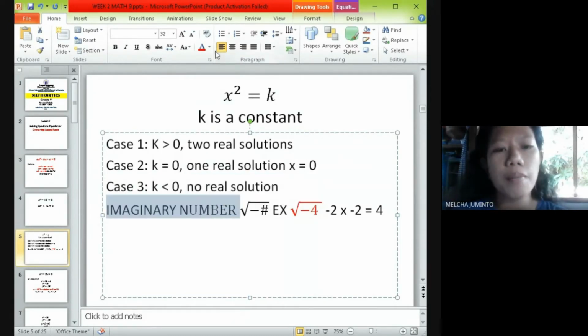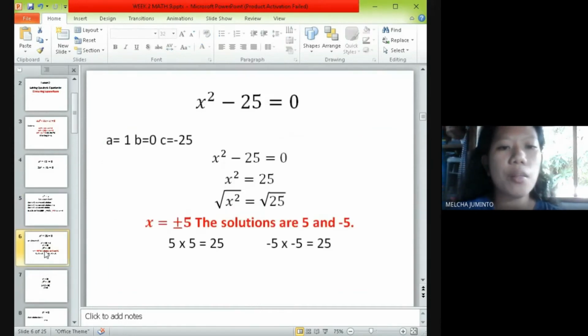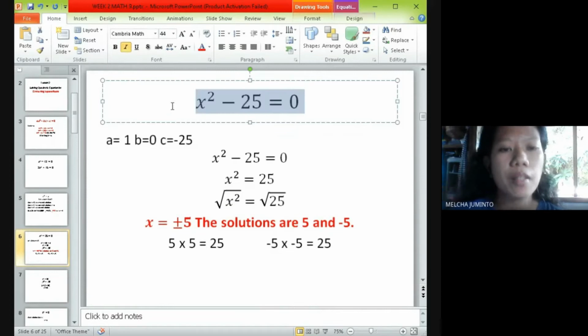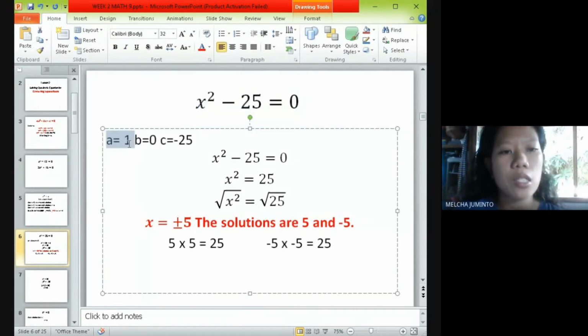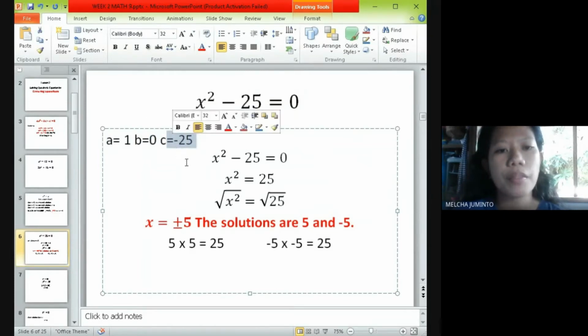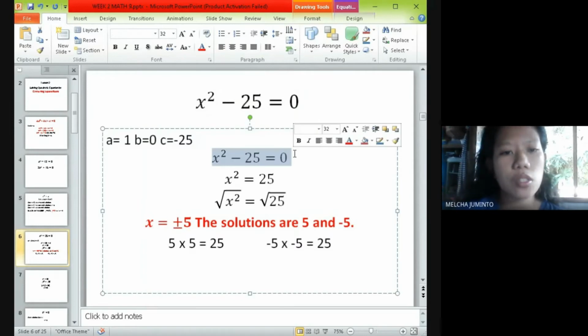Let me show you some examples for you to understand what we mean by these three cases. Okay, let us begin with this example. The given equation is x squared minus 25 is equal to 0. So this is the given example. This is the value of ax squared. This is the value of c. Therefore, this can be solved using extracting the square roots because a is 1, b is 0, c is negative 25. So let me show you how to solve using extracting the square roots.